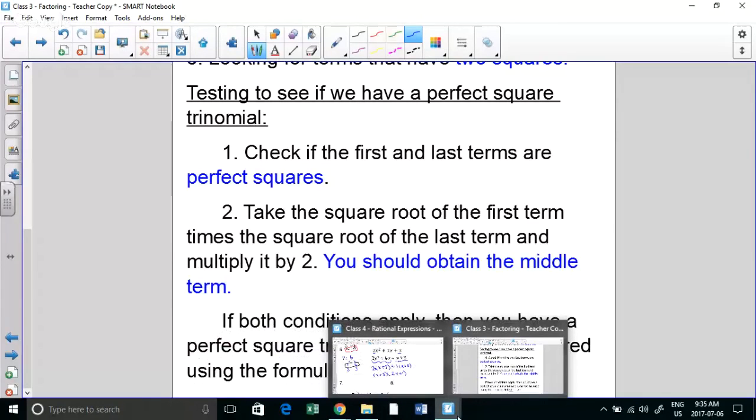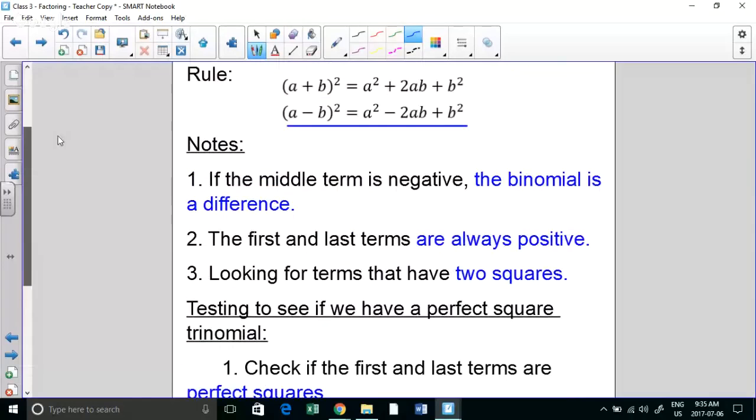So Miss, can you go back up? Did we already copy this? We did. I'll give you a minute to copy it.